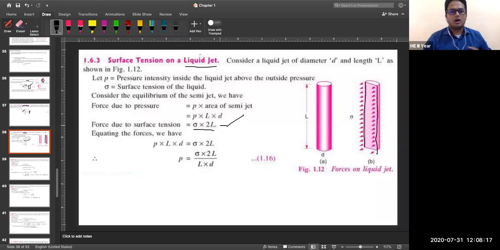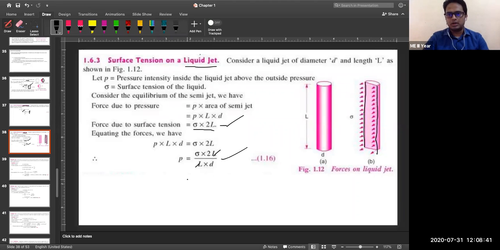Okay, now the force due to your internal pressure will become P into L into D, and finally when you solve it, you will get sigma into 2L upon L into D. So L and L will get cancelled out, and finally you will get 2 sigma upon D.